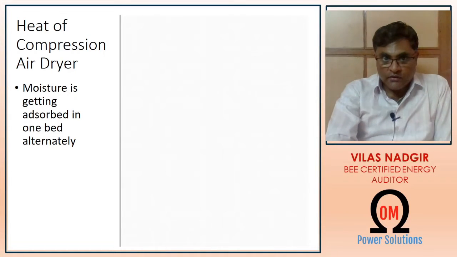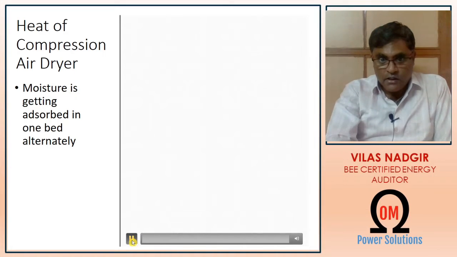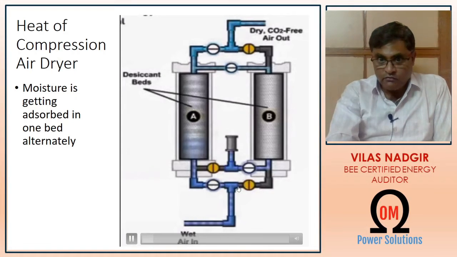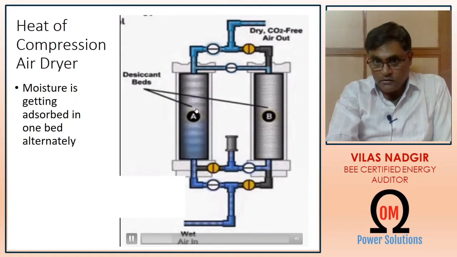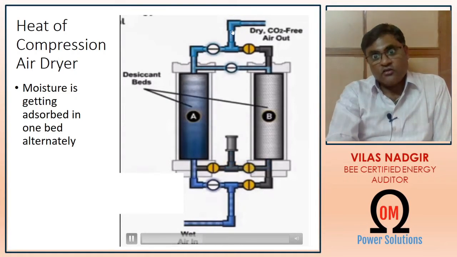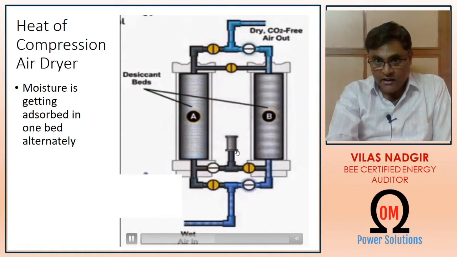Now heat of compression is one type of air dryer where no electrical energy is being used. Here the air is made to flow from here, and here adsorption takes place in this bed, and part of the compressed air is made to flow to desiccant bed B, and remaining air is dried and it is made to flow from the outlet of this air dryer.